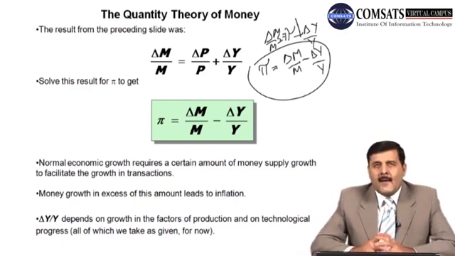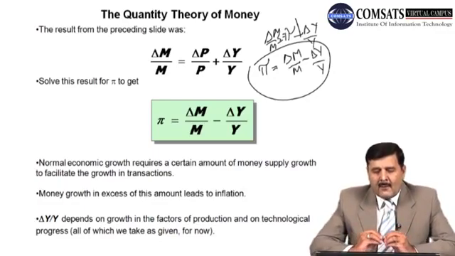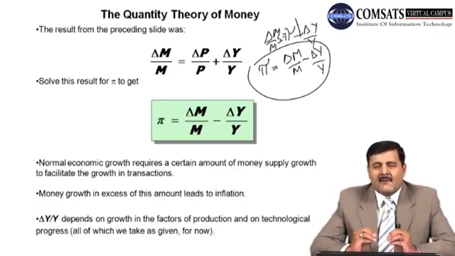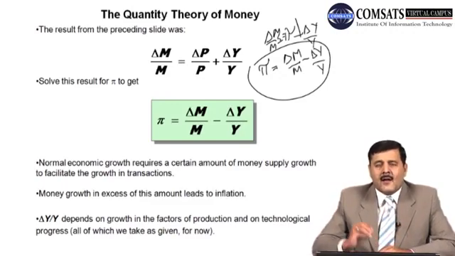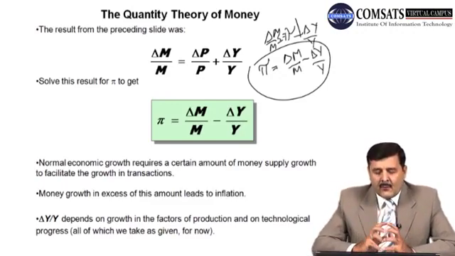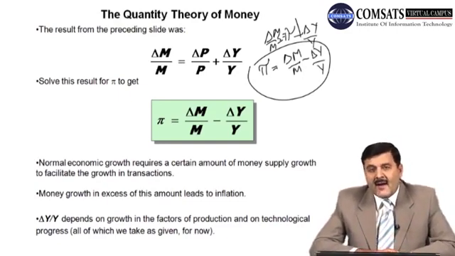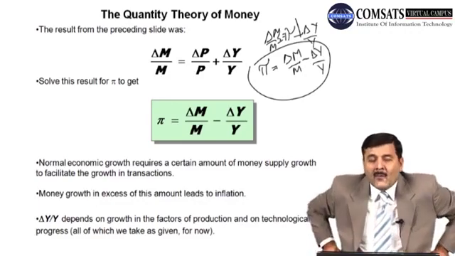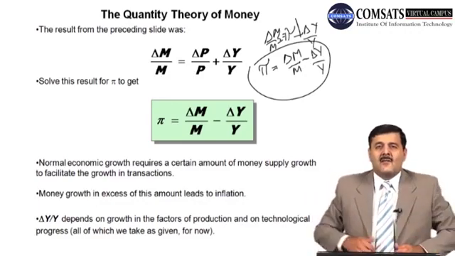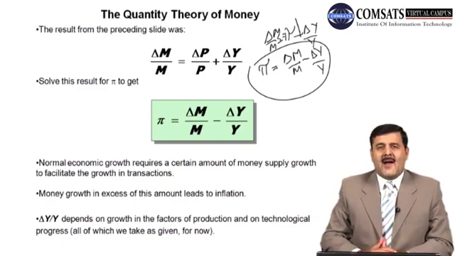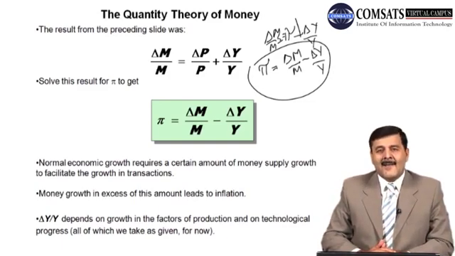अगर हम ये कहते हैं कि growth rate of money supply उस अमाउंट से बढ़ जाती है जो कि एक certain level of transaction के लिए required होती है, तो this amount leads to inflation. जैसे कि इस equation में देखें कि अगर delta M over M will be greater than delta Y over Y, so that increase in excess in growth of money supply to the output basically leads towards inflation in the economy.